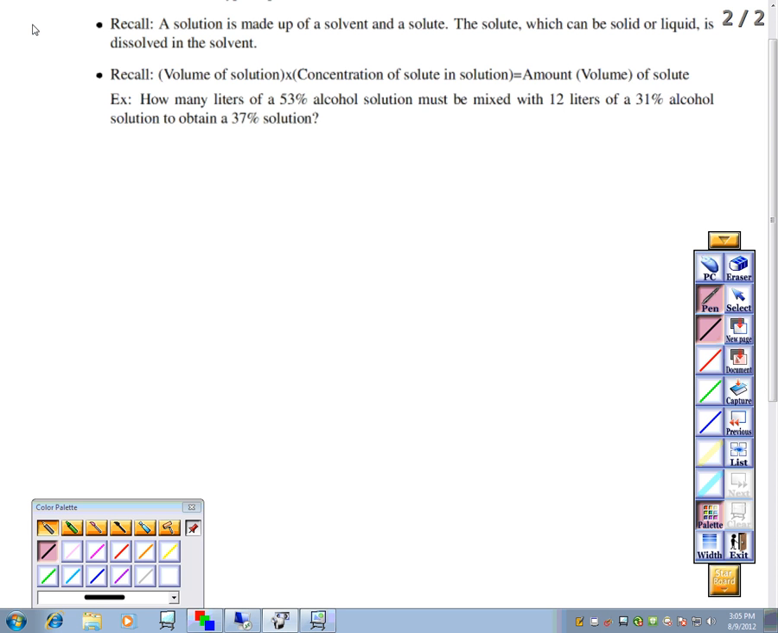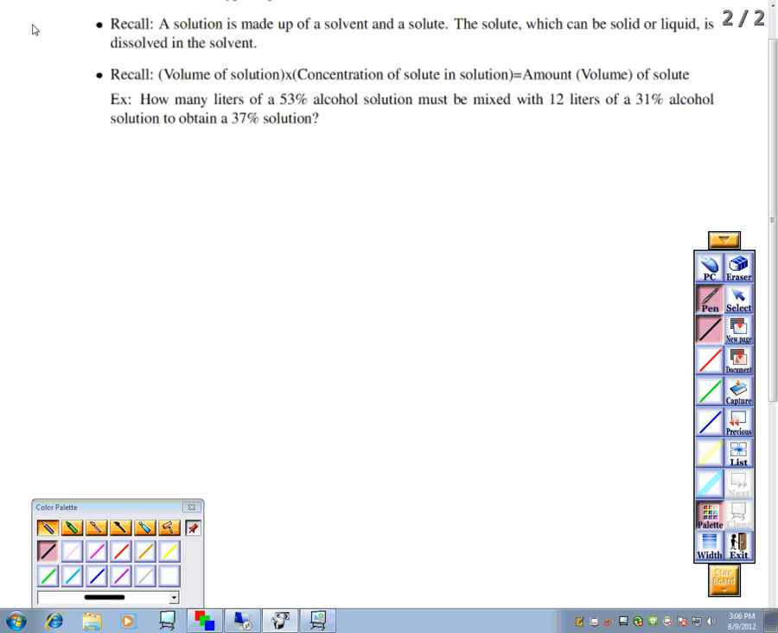I want to remind you that a solution is made up of a solvent and a solute. The solute is dissolved in the solvent, so there are two parts that make up the solution. We also know that if we multiply the volume of a solution by the concentration of the solute in the solution, we end up with the volume that is just the solute, so the amount of solute in the solution.